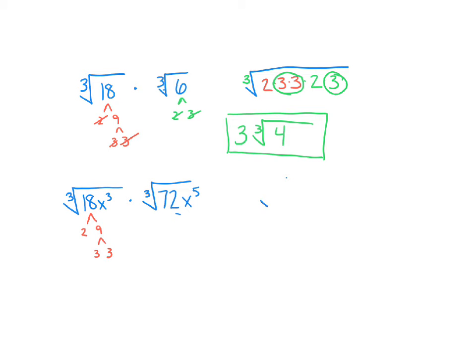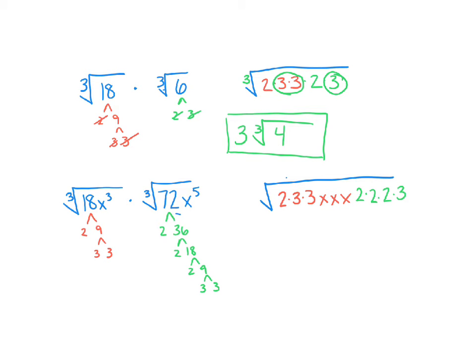So I'm going to go ahead and draw my radical over here. So we can do 2 times 3 times 3, and then we have 3 x's, so I'm going to write those out as 3 x's. And then we're going to do 72 in green. So 72 is 2 and 36, and 36 is 2 and 18, and 18 is 2 and 9, and 9 is 3 and 3. Alright, so then I'm going to do 2 times 2 times 2 times 3 times 3, and then I have 5 x's, so 1, 2, 3, 4, 5.